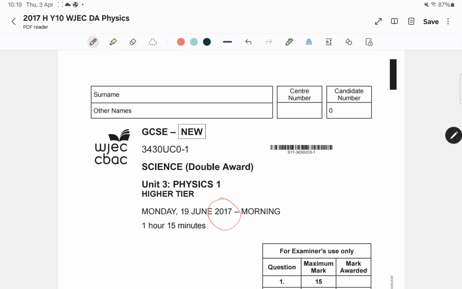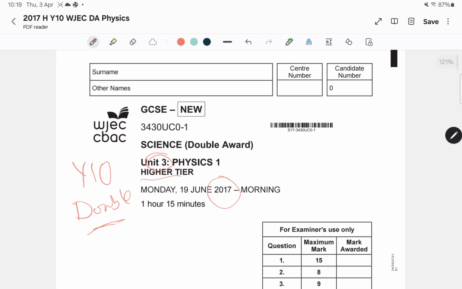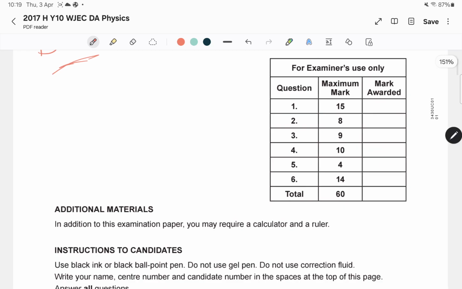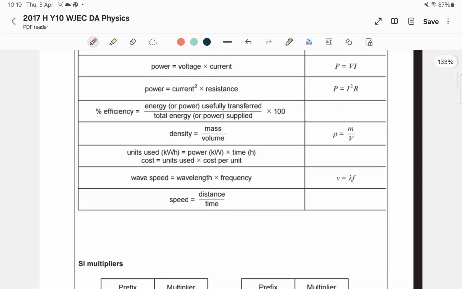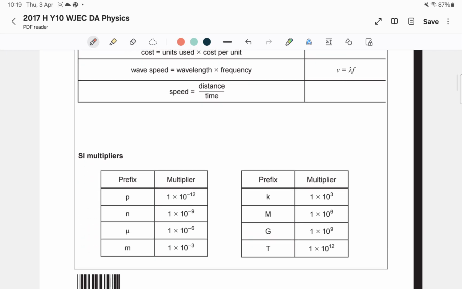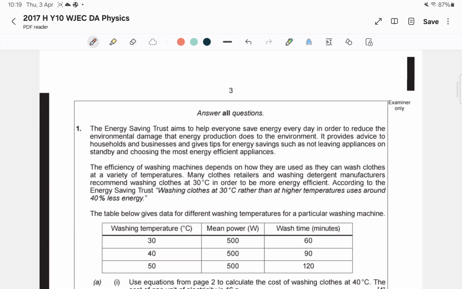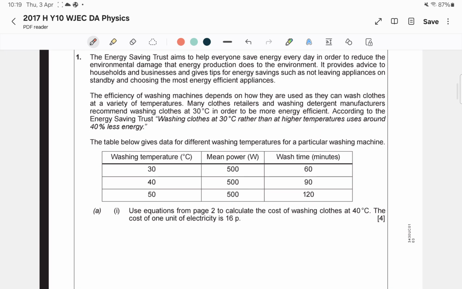2017 higher paper for year 10, but this is the double award paper as well because it's a unit 3. So this was in 2017. It's up to 60 marks. Page 2 is going to be the equations that we might refer to later on. And we'll jump straight into question 1.